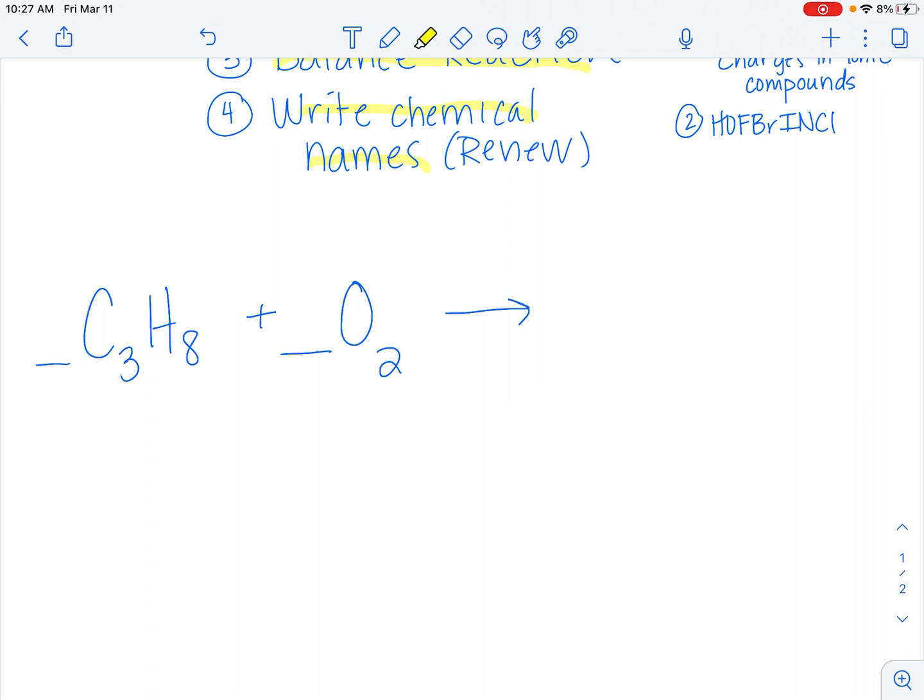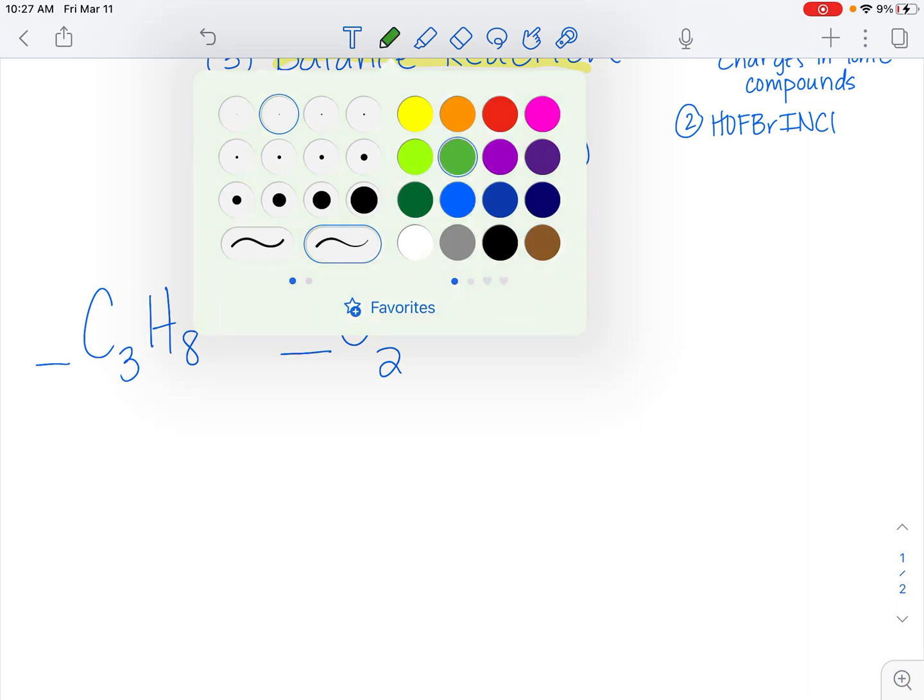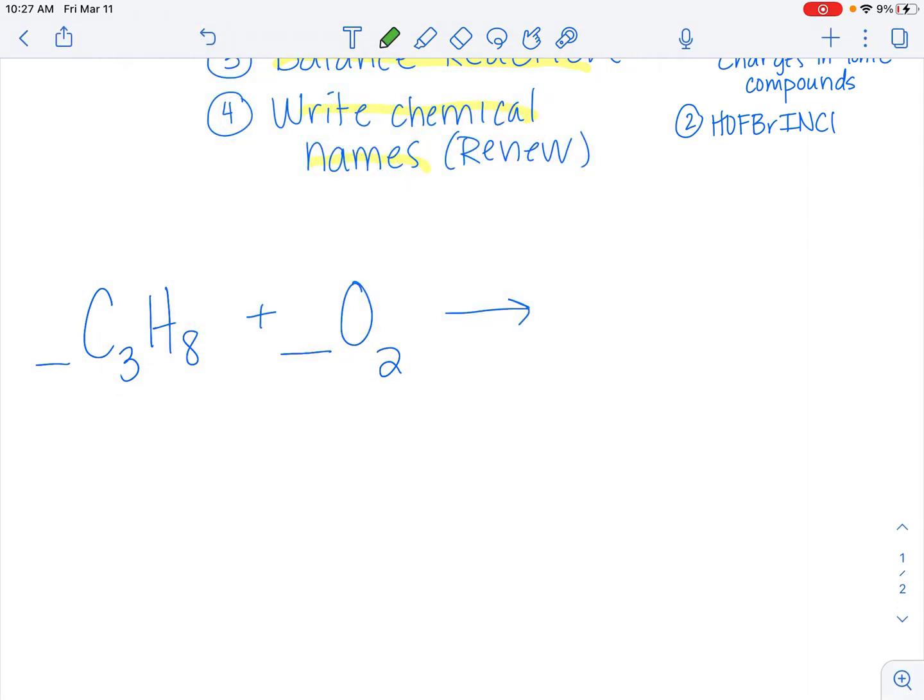It's C3H8 reacting with oxygen. So the first part is identifying the type of reaction. And this is what I see. I see a compound made of carbon and hydrogen reacting with oxygen. And I know the reaction that always looks like that is combustion. So I'm going to identify this as a combustion reaction.